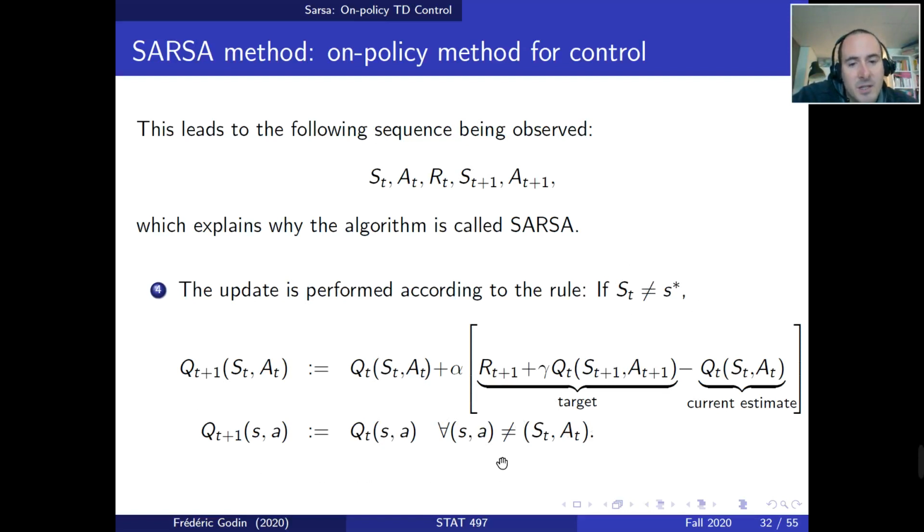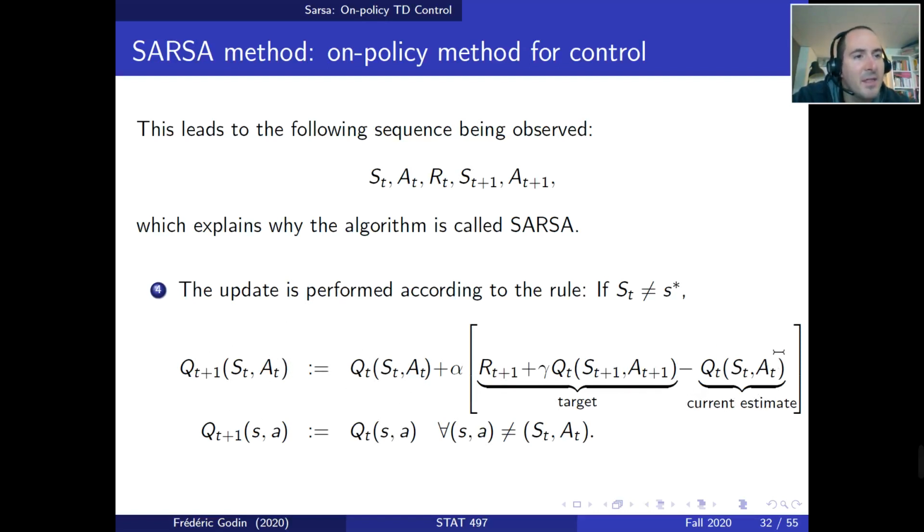The second equation says that for all state action pairs which were not visited at time t, you keep the same current estimate for your action value function. So your estimate at time t plus 1 is simply your estimate at time t. But for the state action pair you've visited at time t, your next estimate is your previous estimate plus, again, the learning rate times the target minus the current estimate.